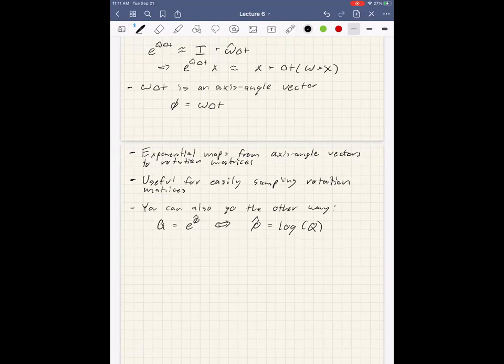Does the mapping hold only for small delta t? Does it matter how big delta t is when you're talking about the exponential map from axis angle to rotation? Not for the exponential. The exponential is well defined for all t. The log has some issues. The log has some branching and weird stuff, actually just like the complex logarithm does.